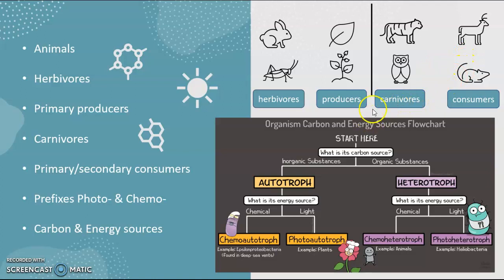There are also subcategories for autotrophs and heterotrophs. For example, the prefixes photo and chemo refer to how an organism gets its energy source, not carbon source. The Amoeba sisters have a very helpful diagram to visualize it. So a photoautotroph gets its energy from light, and gets its carbon source from inorganic substances.